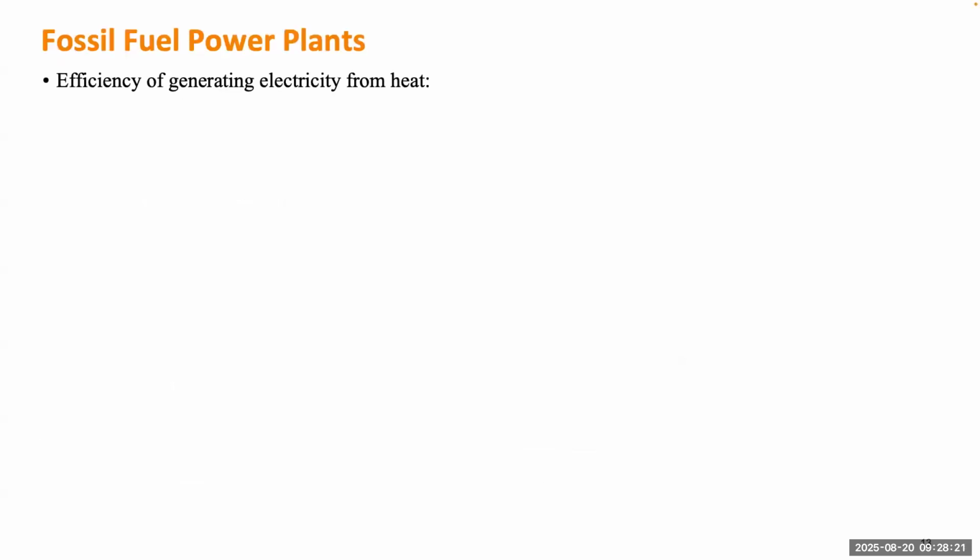Okay, so now let's talk about fossil fuel power plants. Fossil fuel power plants operate on a principle very different from the hydroelectric power plant, because the principle is generating electricity from heat. Then when we consider efficiency, we have to consider two types of efficiency. The first one is non-thermal efficiency. The other is thermal efficiency. We need to maintain both efficiencies high to reach a high overall efficiency.